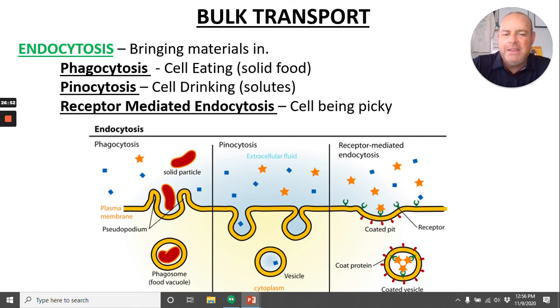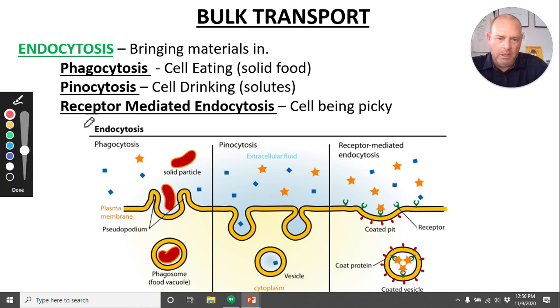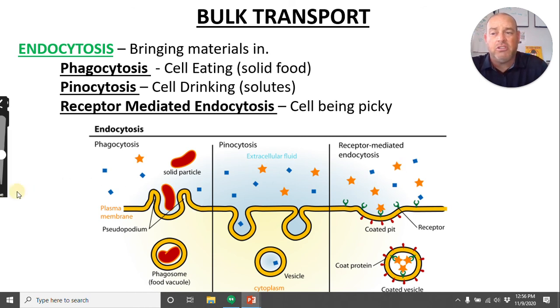And then receptor-mediated, you can see on this last one over here, you can see these receptors right here. And the receptors are there, and they have to fit whatever is coming in. Only some of these things are going to be able to come in because they have to be able to merge with this receptor. They have to fit like puzzle pieces in order to get them in. So this is the cell being picky. It's kind of like having to have the password or the key to get in. You have to be able to fit. You have to be able to match up. So that's structure and function again.